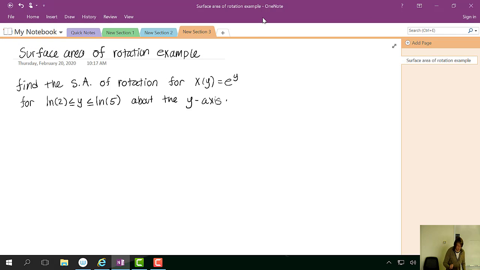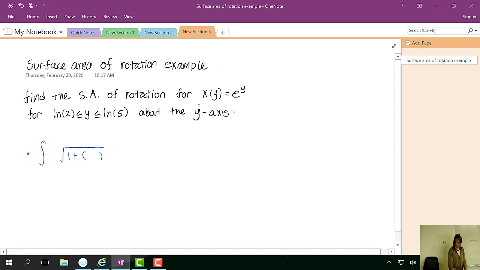So let's say we're finding the surface area of rotation for x equals e to the y, for y between natural log of 2 and natural log of 5, about the y-axis. So when I'm doing that, we need to ask ourselves, about which axis are we rotating? Y, right? So what variable goes on the outside? X. It's always opposite your axis of rotation.